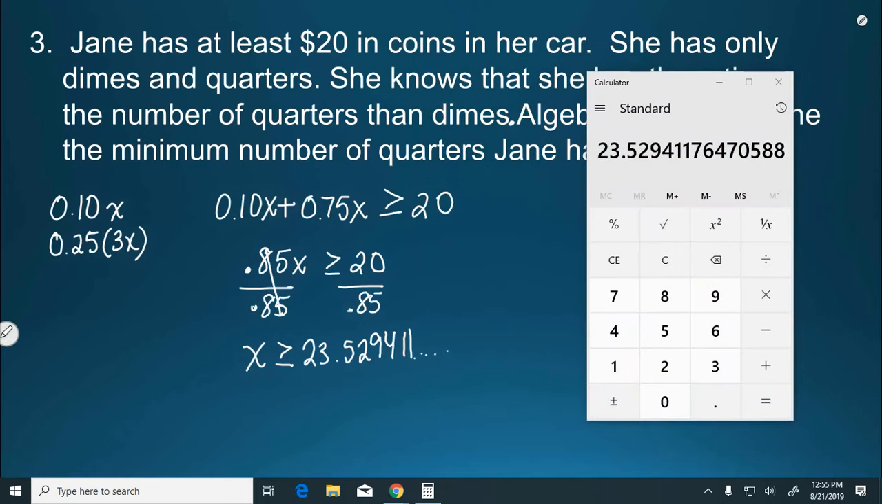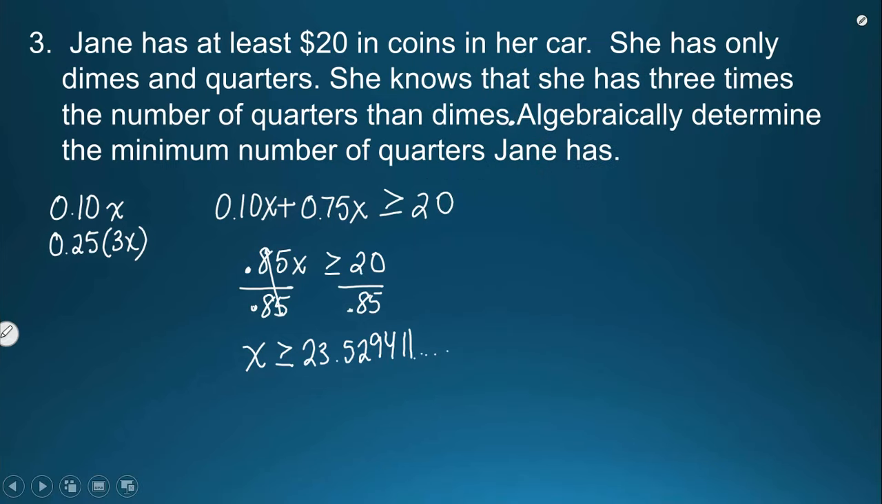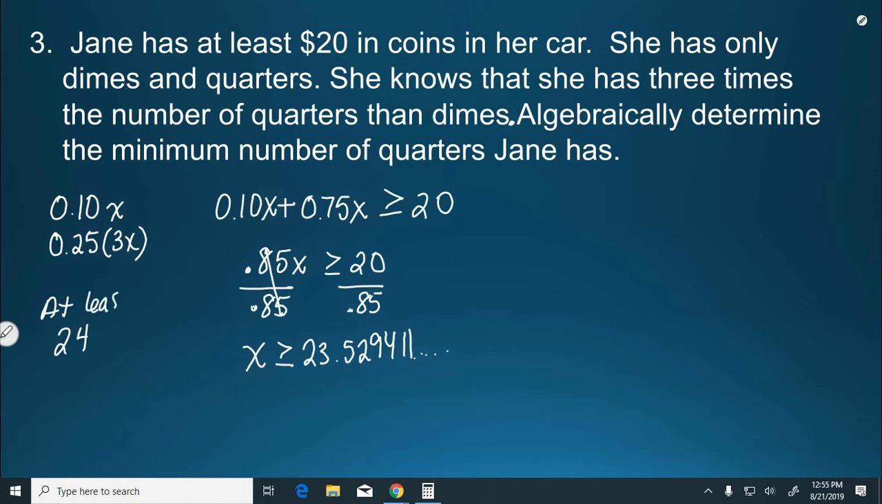Okay, so now we answer the question. I know I got a crazy decimal there. I'm showing that I found that crazy decimal answer. Algebraically determine the minimum number of quarters Jane has, minimum. So I obviously wouldn't have 23 and a half dimes. So the next possible answer would be 24. So she's going to have 24 dimes, or at least 24 dimes, and 24 times 3 is 72 quarters. Done.